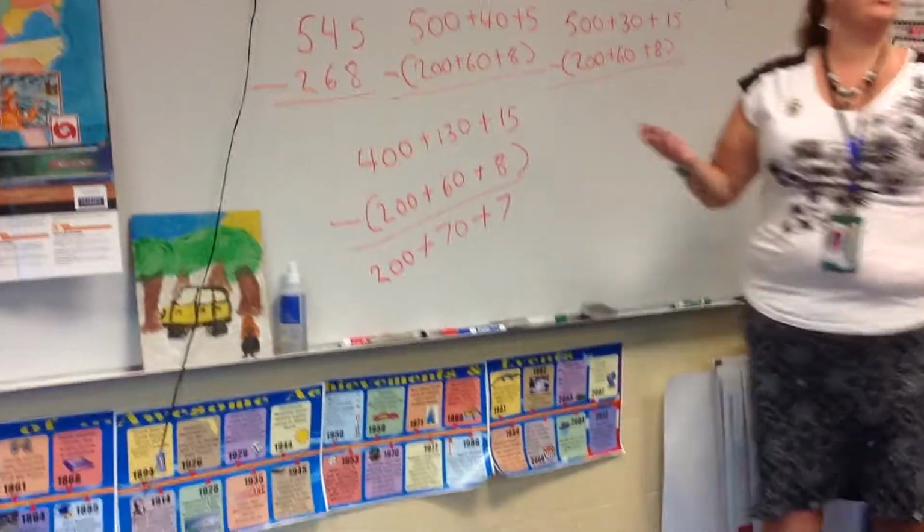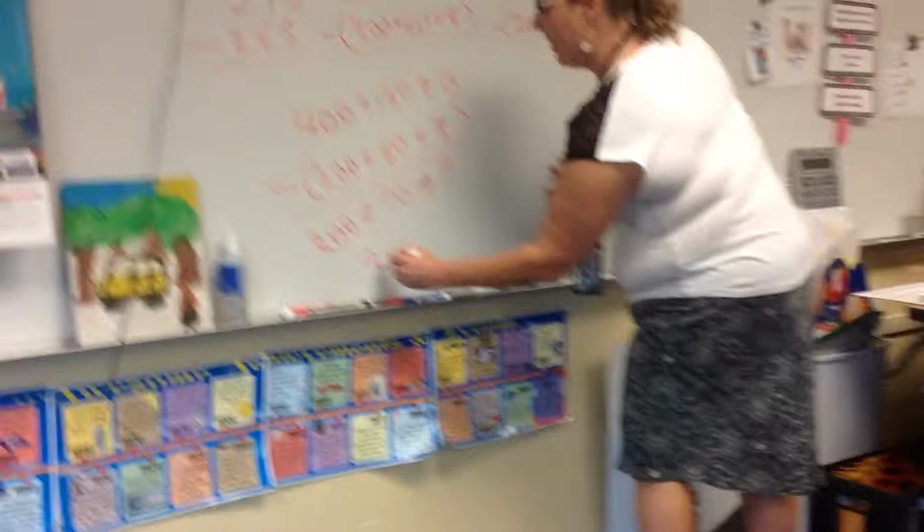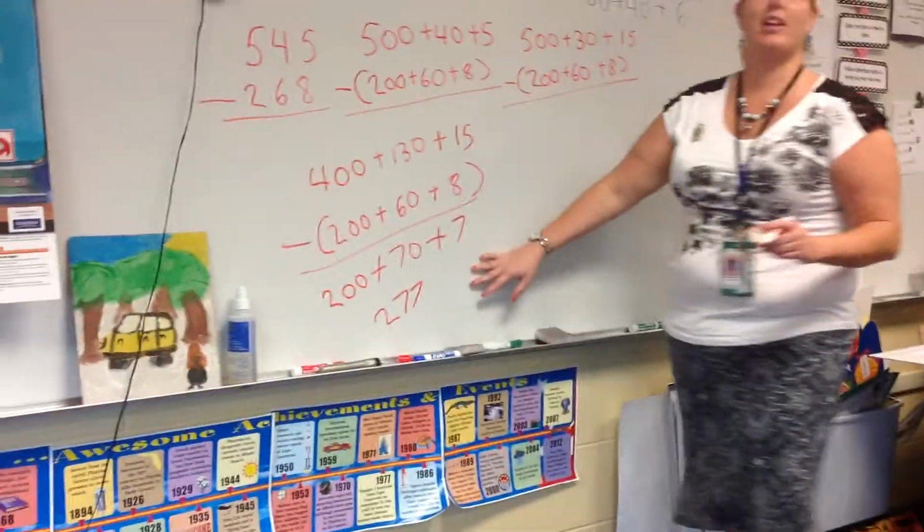No. What do I have to do? Raise your hand, please. Isabella. Oh, okay, I did it. Add 200 plus 70 plus 7, and that equals 277.